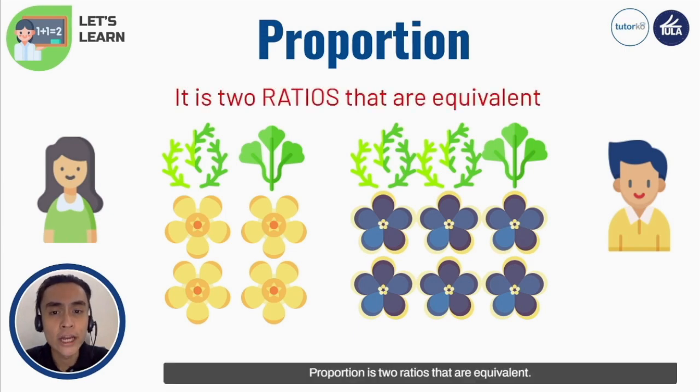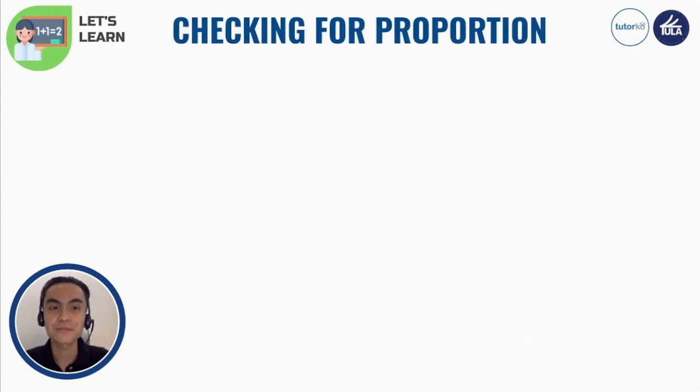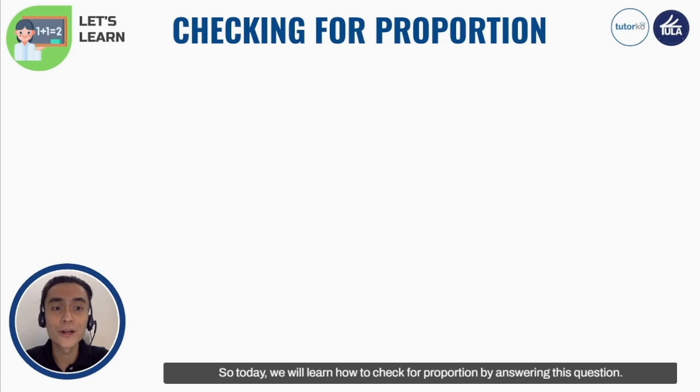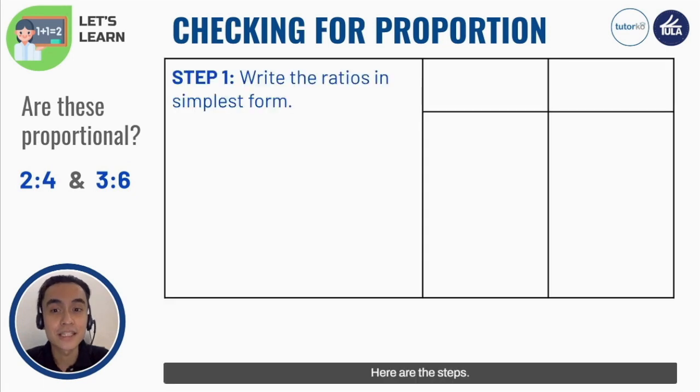Proportion, it is 2 ratios that are equivalent. This means that they have the same value. So today, we will learn how to check for proportion by answering this question. Here are the steps. Step 1. Write the ratios in simplest form.